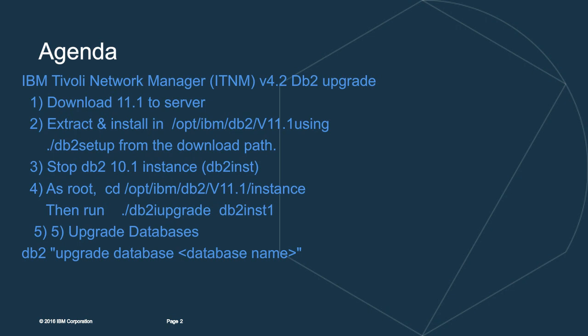Just some steps that pretty much give us an agenda here: download the 11.1 to your server, obviously. Extract it and install it using the DB2 setup. That's the GUI pathway. There is a manual pathway as well. Stopping your current instance of DB2, and then upgrading that instance as root with the DB2 upgrade, and then upgrading the database, basically with the upgrade database command.